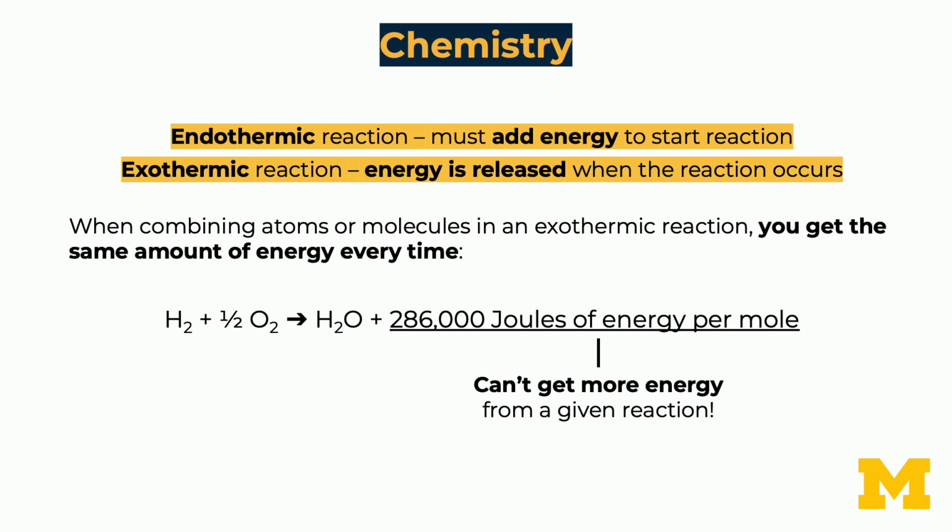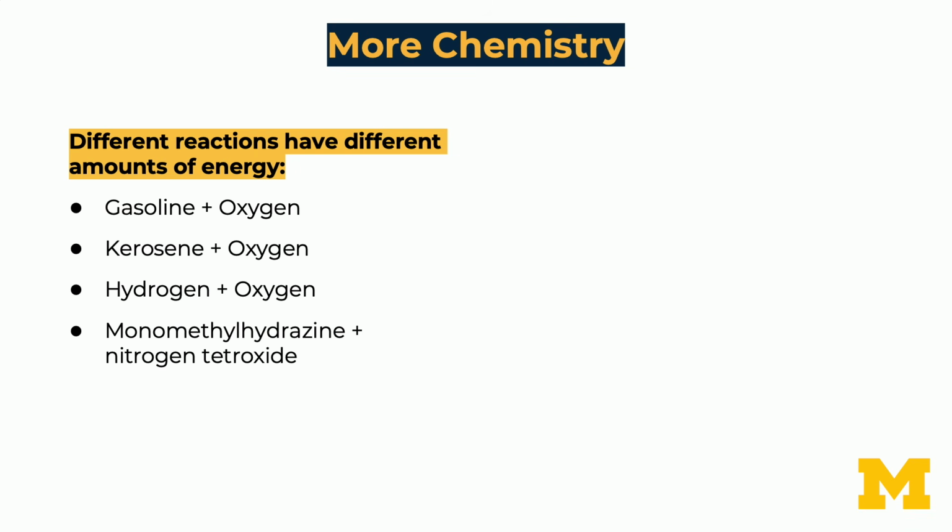That obviously doesn't help for rocket science. We want exothermic reactions where we put two things together and then we get energy released. When we combine hydrogen and oxygen, we get an exact amount of energy that is released, right? And for every single chemical reaction, when you put it together, you get a certain amount of energy released. And that has to do with the properties of the atoms and molecules. You can't get more energy unless you change the things that you're adding together.